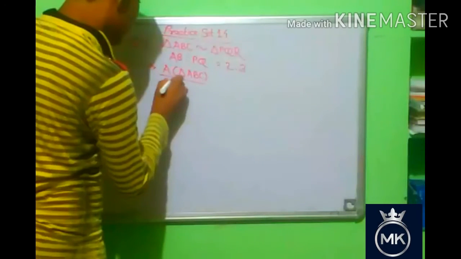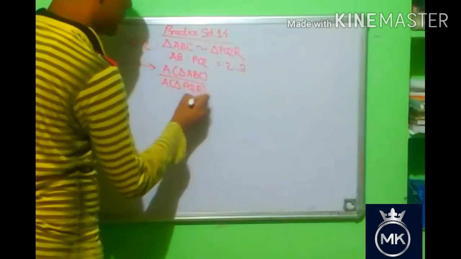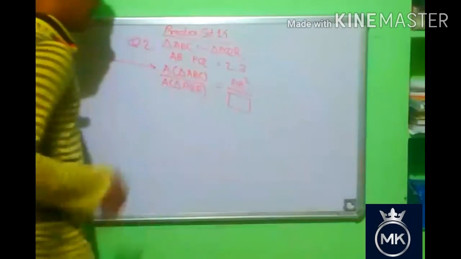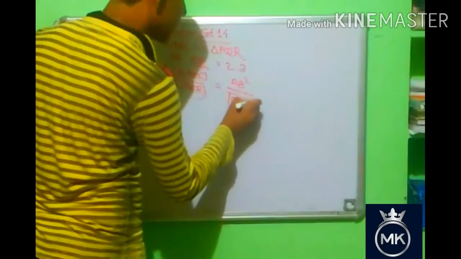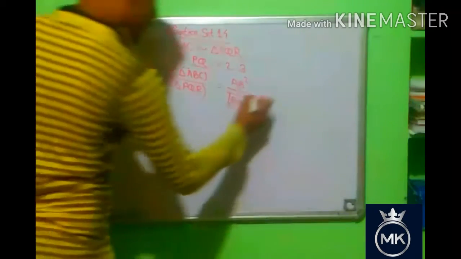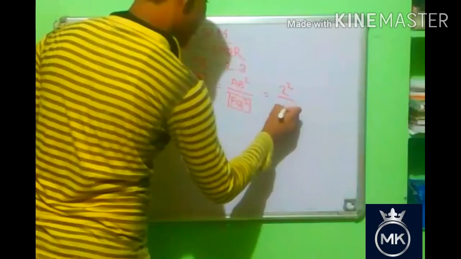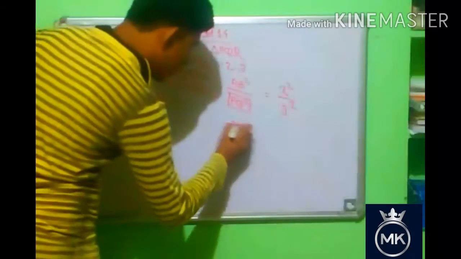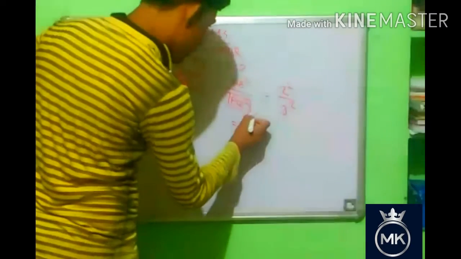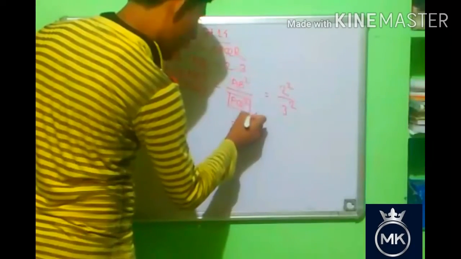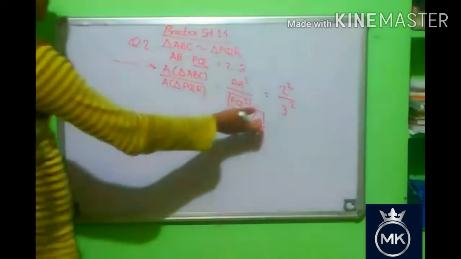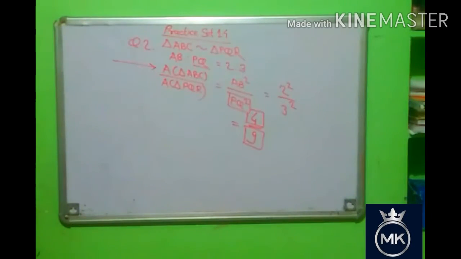We have to find the ratio of areas of triangle ABC and PQR, which is equal to AB square, and we are given a box here to fill. What is PQ square? Because it is in the corresponding pair, okay. Then it is equal to 2 square by 3 square. This is given, okay. Then we fill the two boxes here. So 2 squared is 4 and 3 squared is 9. So we have filled both boxes, and our answer is 4 is to 9. So our second question is also complete here.